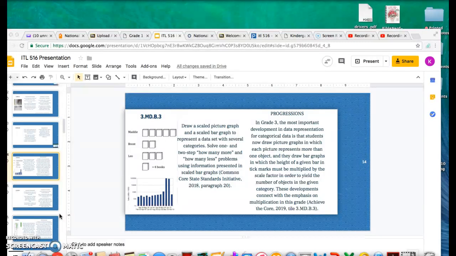Most students should be comfortable at this age with a scale of 1, 2, 5, and 10. Some students might also be able to work with scales of 20, 50, or 100.